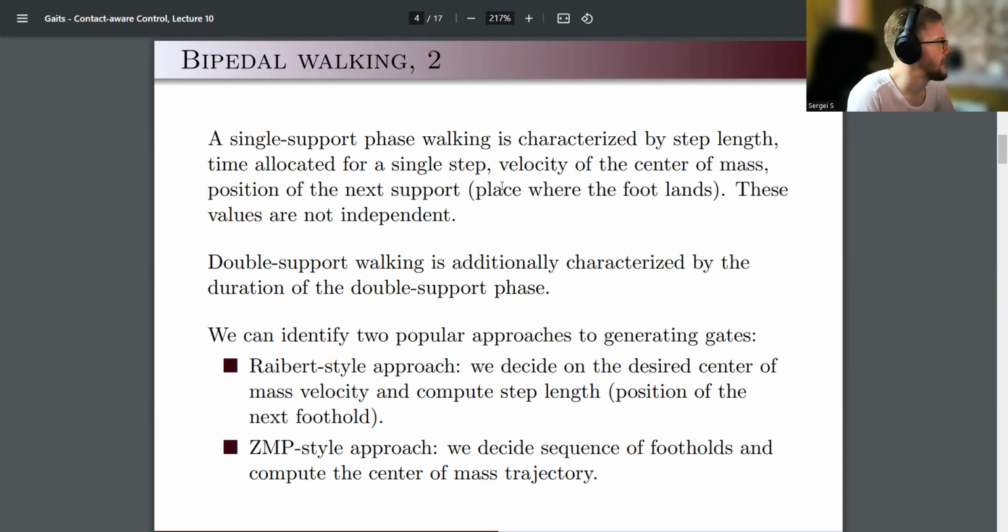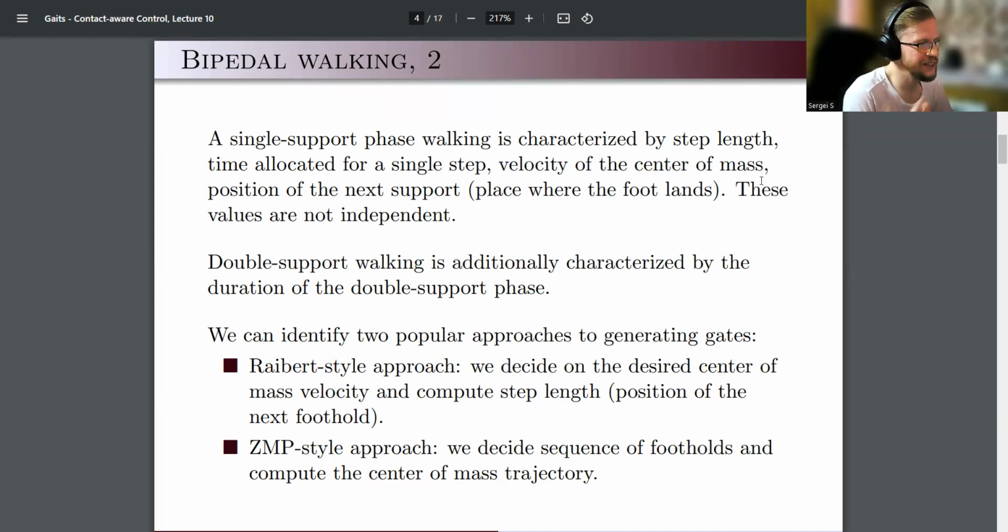Okay. A time allocated for a single step. That is also an interesting idea. And velocity of the center of mass. If your velocity of the center of mass is, you can say, constant, which is again a simplification, of course, it would identify a relation between this value and this value, right? Because if you know the step length and you know velocity of the center of mass, you could compute how much time is allocated to perform the step, right?